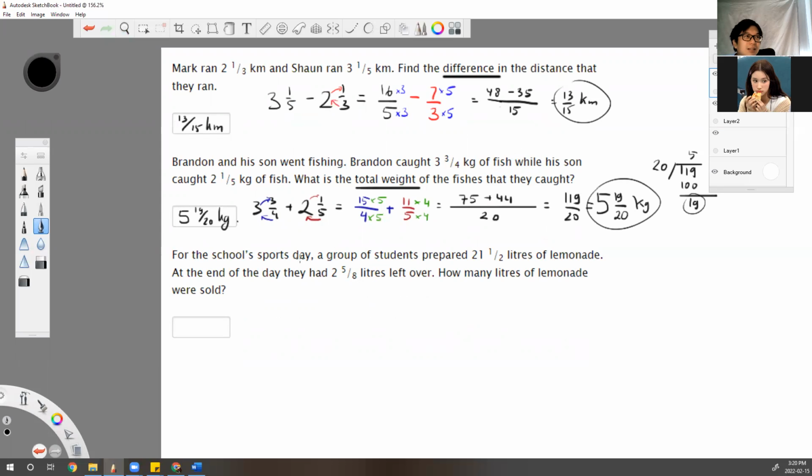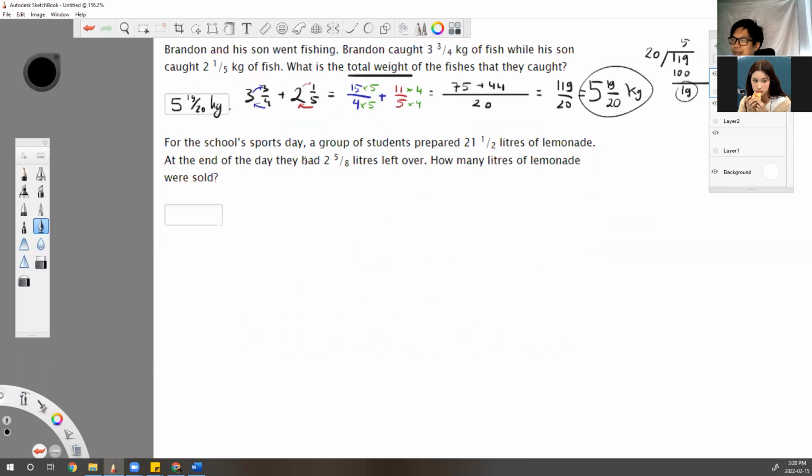That is the thing that you need to memorize. Now, for the school sport day, a group of students prepared 21 1/2 liters of lemonade. At the end, they had 25/8 liters left over. How many liters of lemonade were sold? Quite simple. The leftover is this. So from 21 1/2, subtract by something. This is the idea: 21 1/2 subtract by the sold lemonade equals the remaining, right?